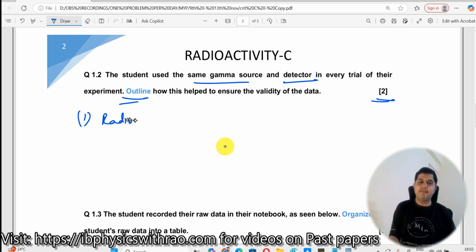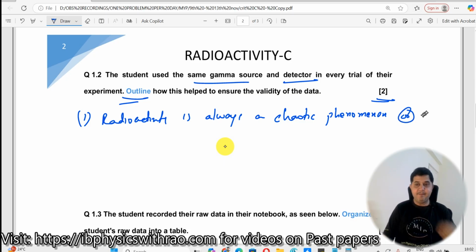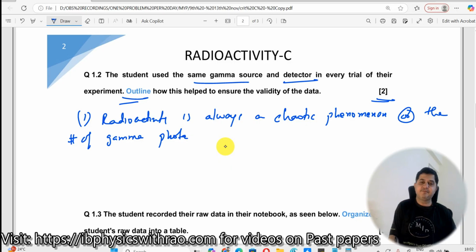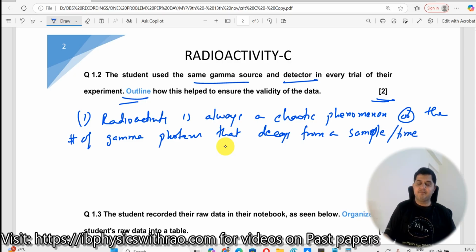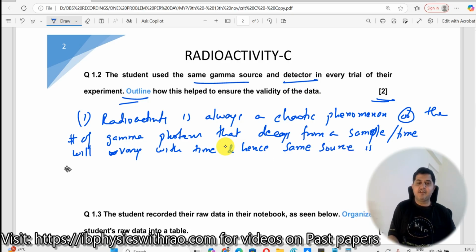So radioactivity is always a chaotic phenomenon, or you can say the number of gamma photons that decay from a sample per unit time will vary with time, and hence the same source is recommended. This is the first one.